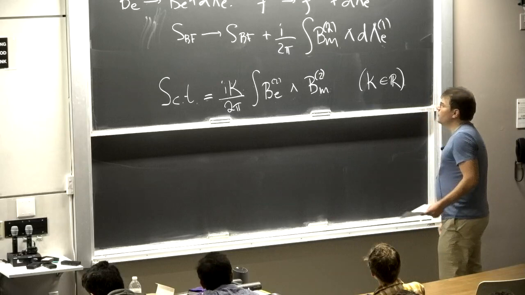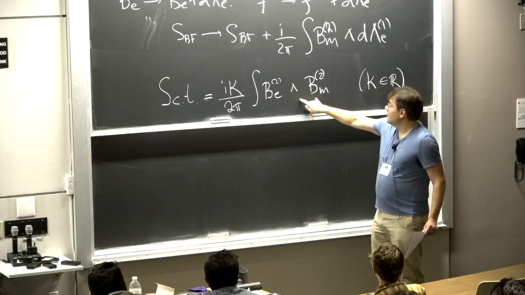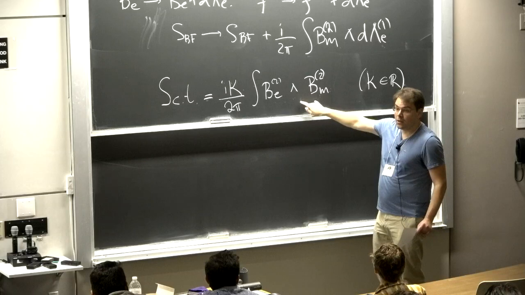I told you before that you could think of this as a generating functional for the currents. And what does this counter term do? When you look at the two-point function of J electric and J magnetic, this counter term will modify this two-point function by a contact term involving delta functions at coincident points. That's what counter terms do.